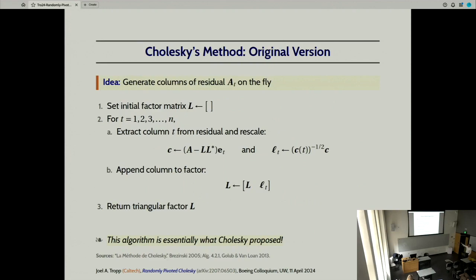And then I take this column that I found and put it onto the factor and I repeat. So this is essentially the method that he proposed, and the key idea here in his approach is that we don't actually update the matrix.